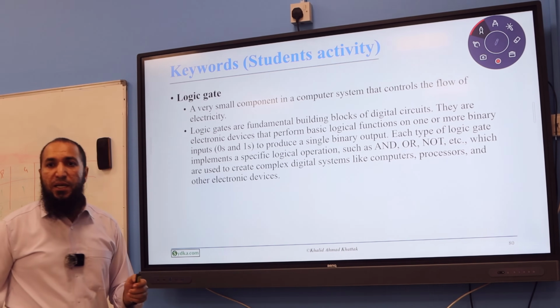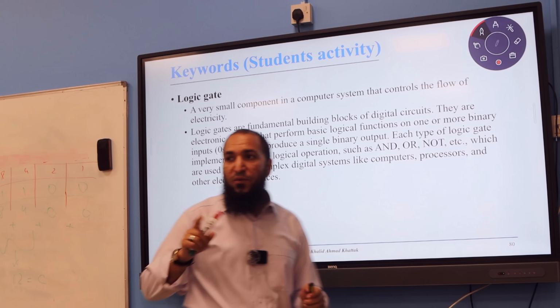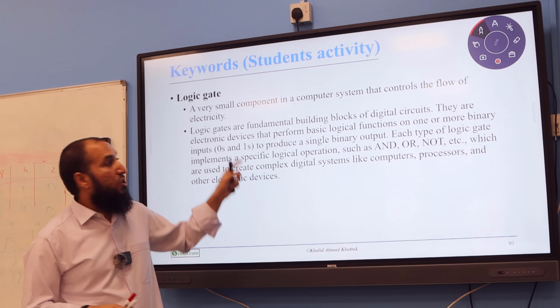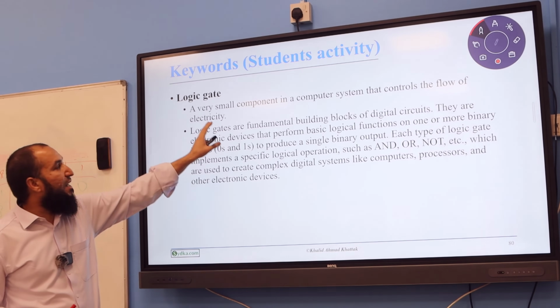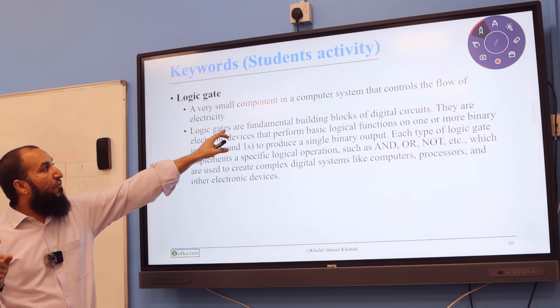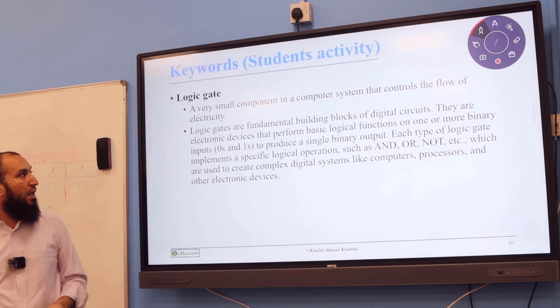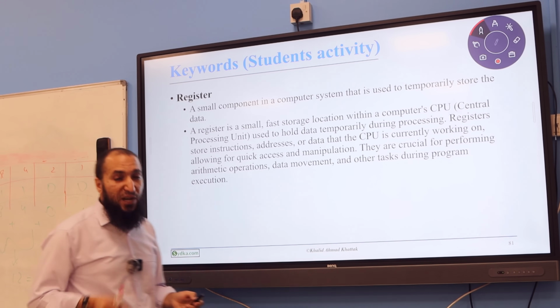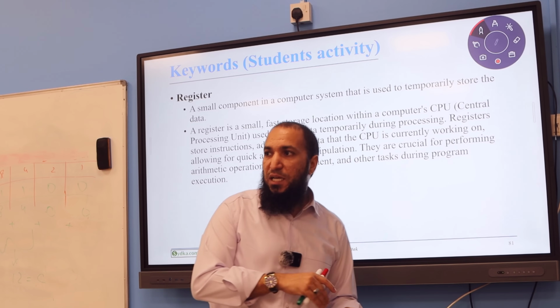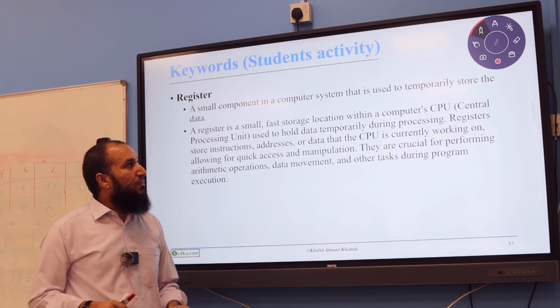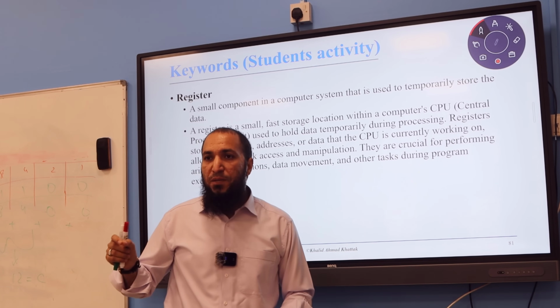Next one we have is logic gate. Logic gates, we have a complete chapter on it. We will be studying a whole chapter on logic gates, but just a brief, simple definition: these are very small components in computer systems that control the flow of electricity. Next, we have registers. We will study that in detail as well in the coming chapters. A register is a small component in a computer system that stores data temporarily.